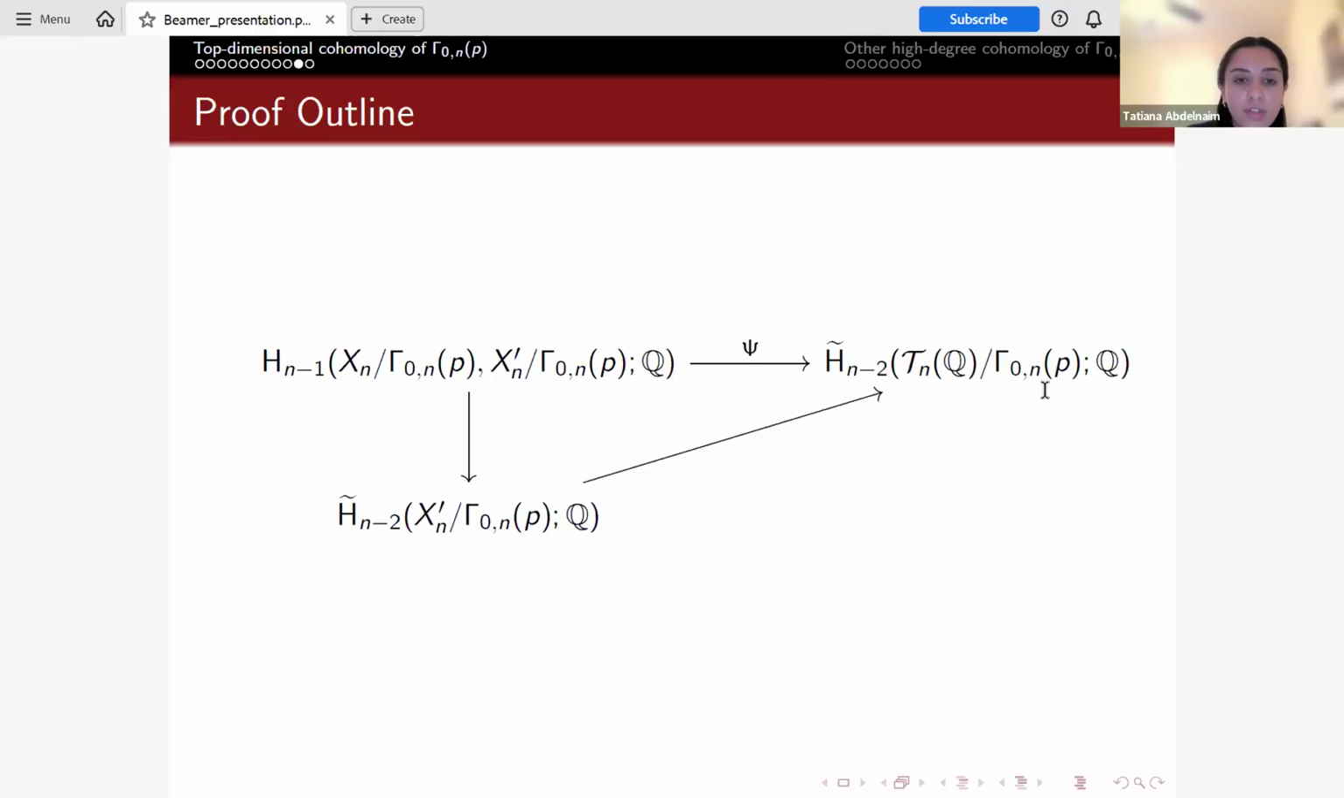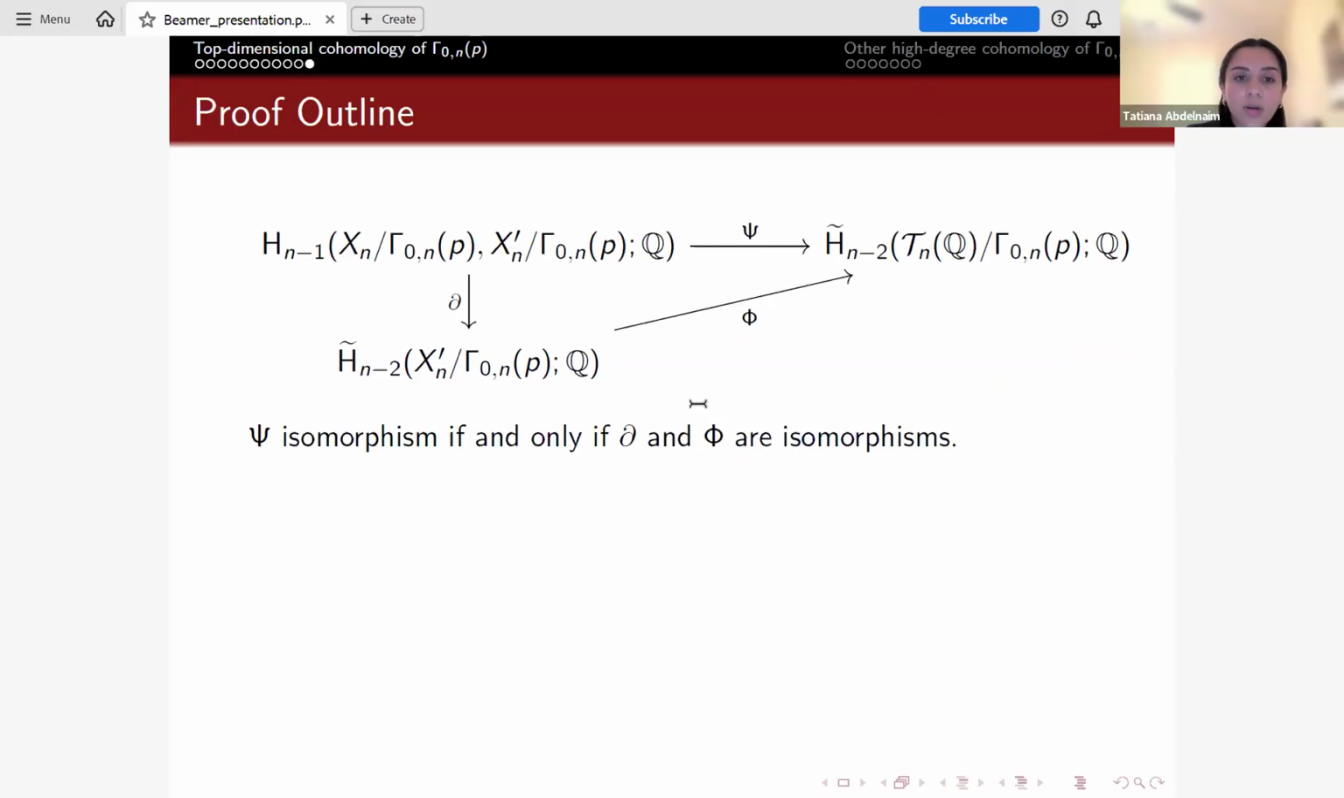Now, where does this come from? So the map on the left is just the boundary map from the long exact sequence of homology. It's right here. And then this map phi, I'm not going to focus on too much, but this is some poset map, just looking at simplicial complexes as posets. I want to talk about this map coming from the long exact sequence of homology. So we want to show psi is an isomorphism. So that means we want this boundary map and the map phi to be isomorphisms.